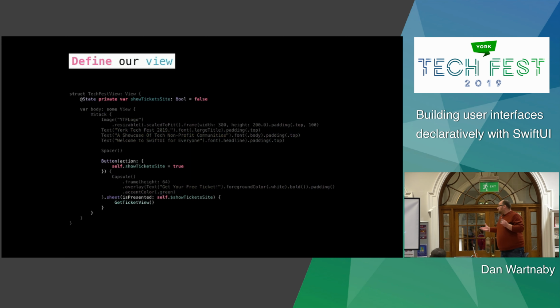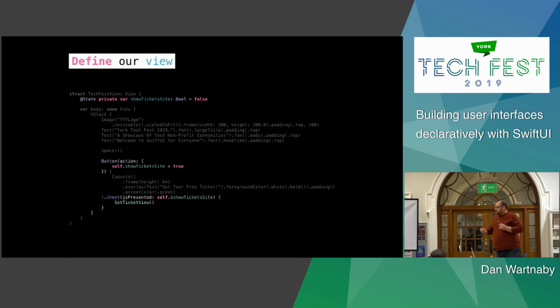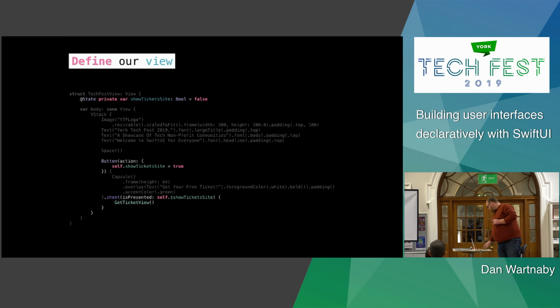And what our button will do is it's going to set a Boolean to say whether we should show the website to get our ticket. And when you tap that button, it's going to set that to true, and the associated sheet is going to slide up and the user can grab that.